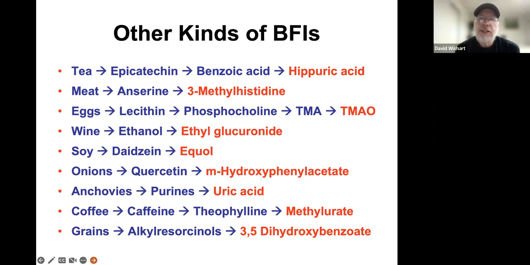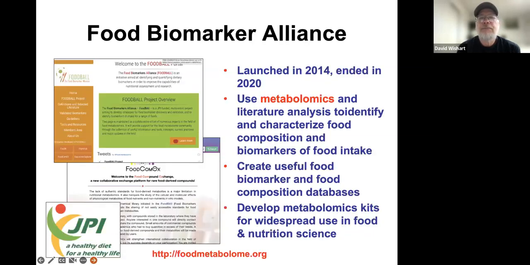So all of these compounds, the ones in red, are examples that are potential BFIs. Some are highly specific, some aren't so. But the idea is that if we measure these compounds, we have a pretty good idea of what people are eating or have been eating over the last 12 to 24 hours.